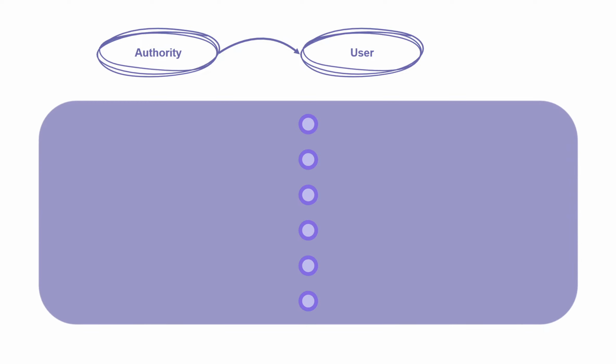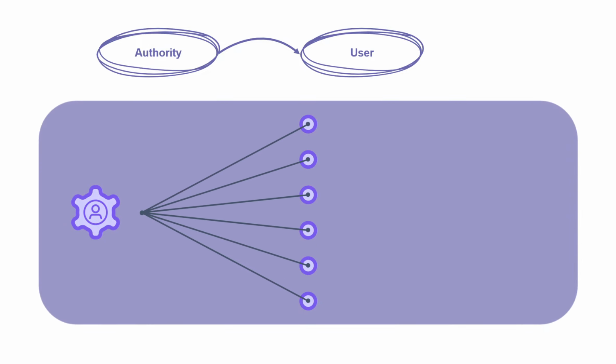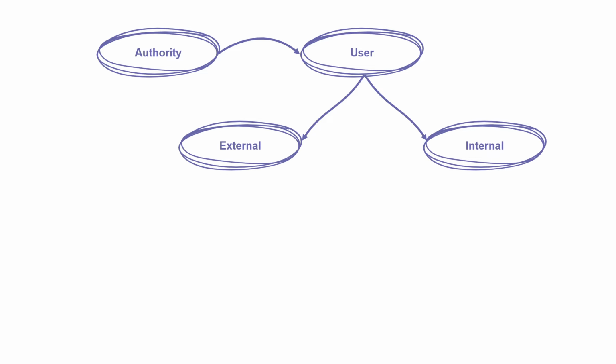Authority defines what a user can do in the system. It is linked to roles. Each user has one or more roles, and each role comes with specific permissions. For example, an admin role has full access to everything, while a regular user might only have access to certain parts of the system. There are two types of users: internal users and external users.